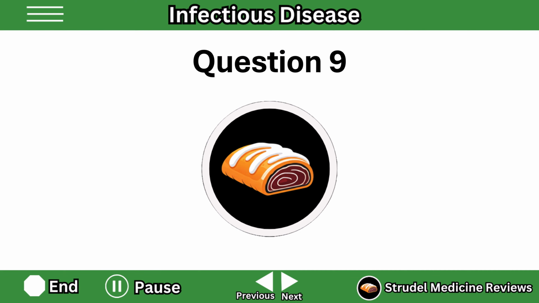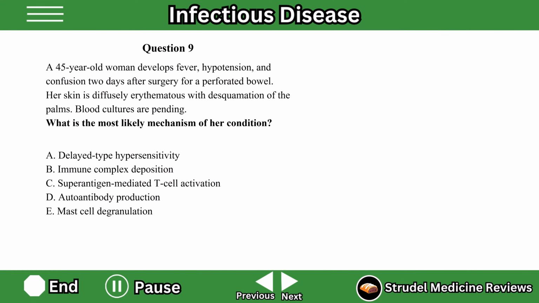Question 9. A 45-year-old woman develops fever, hypotension, and confusion 2 days after surgery for a perforated bowel. Her skin is diffusely erythematous with desquamation of the palms. Blood cultures are pending. What is the most likely mechanism of her condition? A, delayed type hypersensitivity. B, immune complex deposition. C, superantigen mediated T cell activation. D, autoantibody production. Or E, mast cell degranulation.